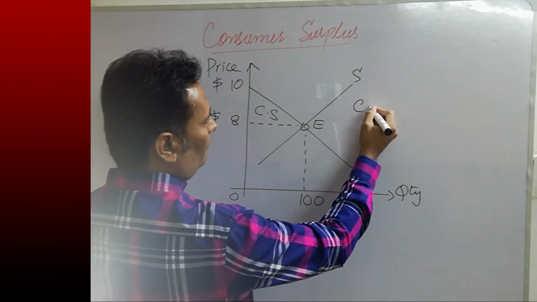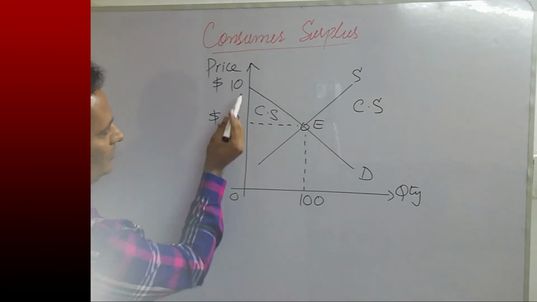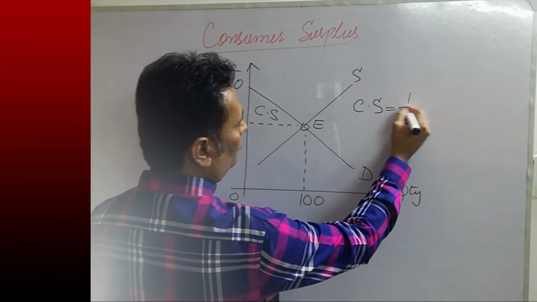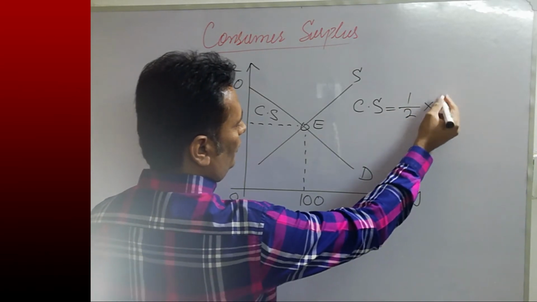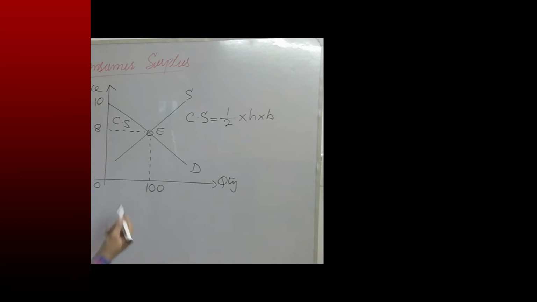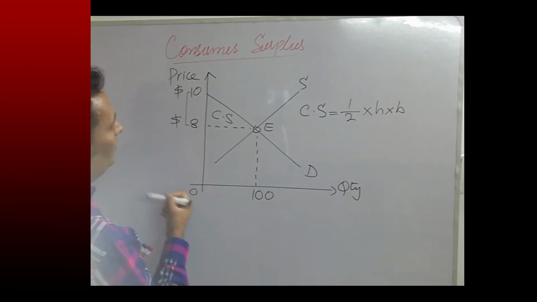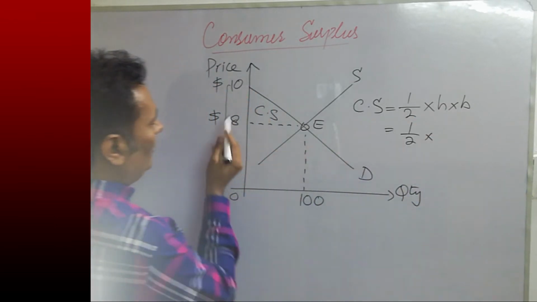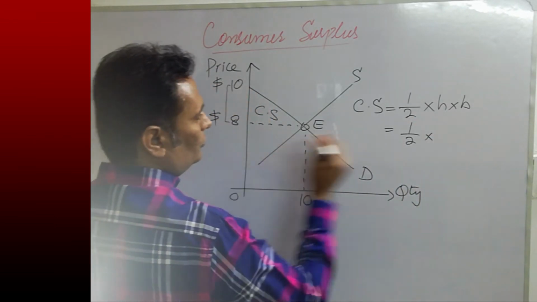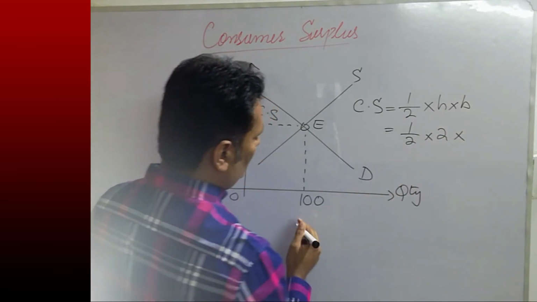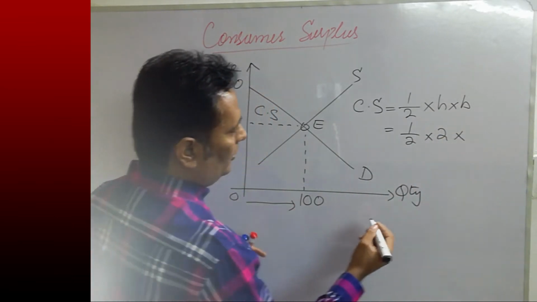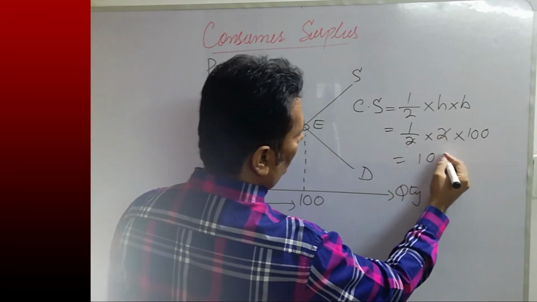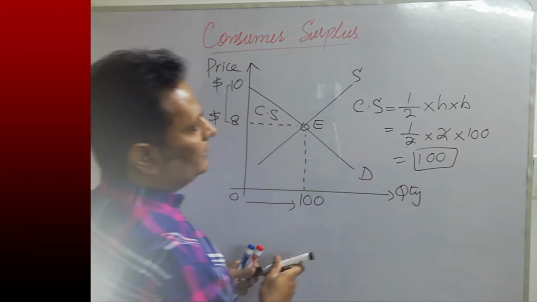So mathematically this is the area of a triangle. So we will apply the formula of triangle, that is 1/2 into height into base. In this situation height is the gap between 10 and 8, so 1/2 is the part of the formula, and then we will have to put the value of height. Height is $2 into base is this much, this is quantity 100. So if we further solve it then we can find that $100 is the consumer surplus.